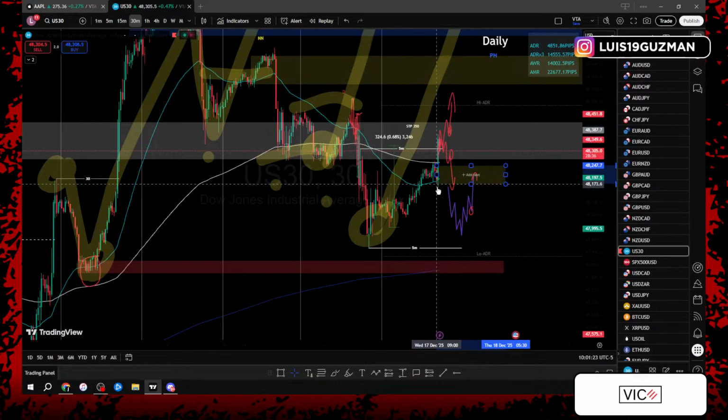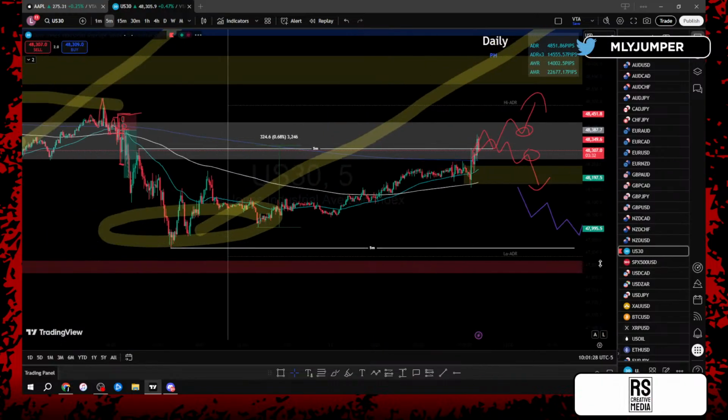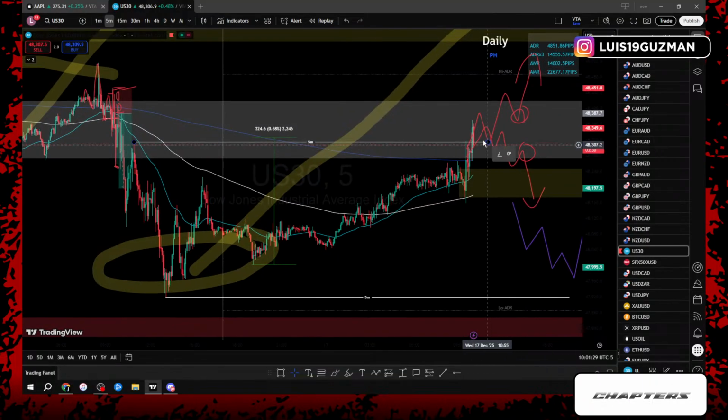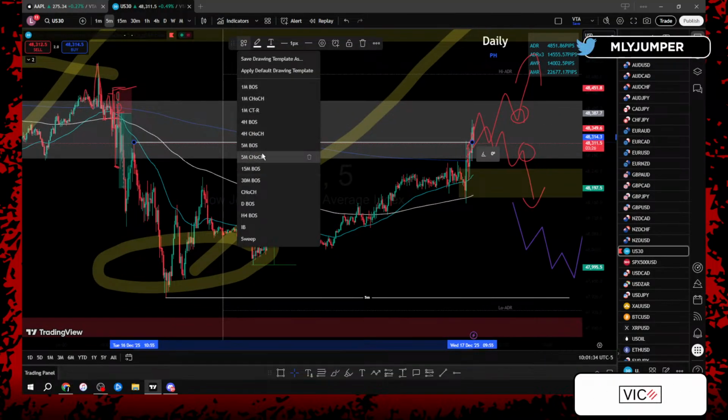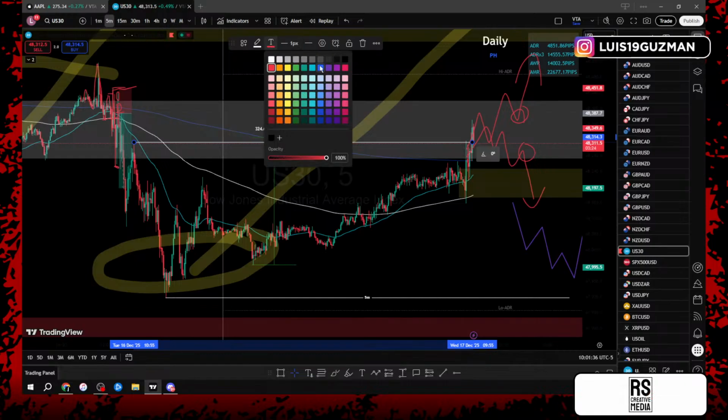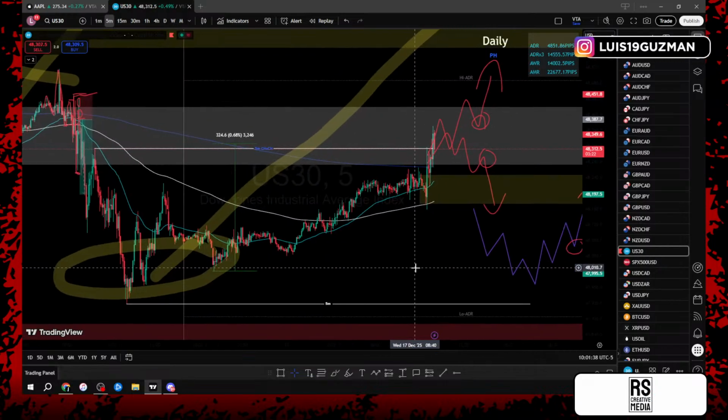Why am I going to mark this up and why is this important? Again, on the 5 minute time frame, we're looking for a change of character to happen, which we did get. Right, this is the change of character here. It changes to blue since it's on an uptrend.